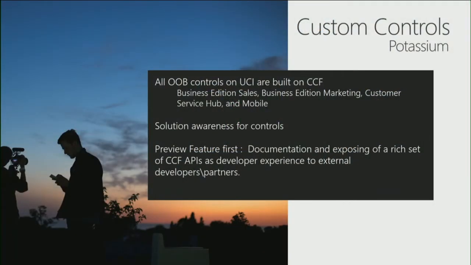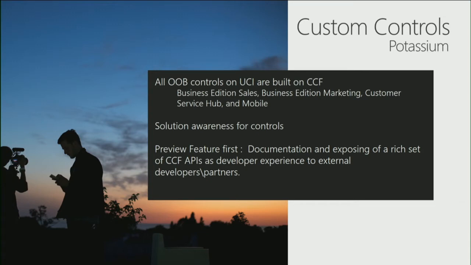So in Potassium, all of the out-of-the-box controls on unified interface, we call it UCI internally. So if you hear those interchangeably, it's because we have an internal term that we cannot let go of. All of them are built on the custom control framework. And in our future edition, we were going to have business edition sales and business edition marketing. All of these new products are now going to be built on the new unified interface and custom controls. So moving forward, you're going to see everything have this very similar look and feel, but also it's going to be on that common framework.